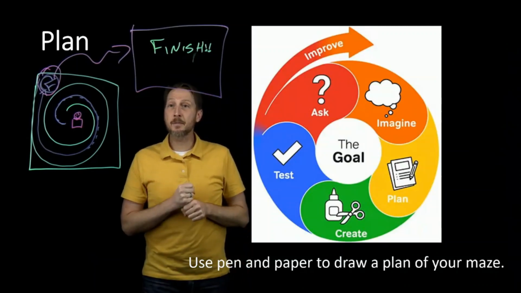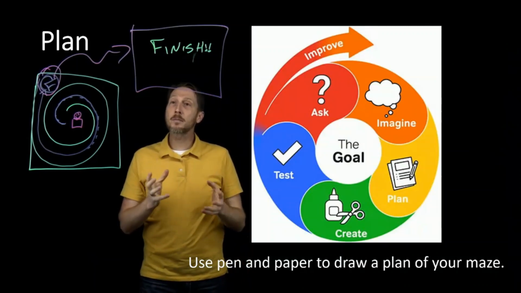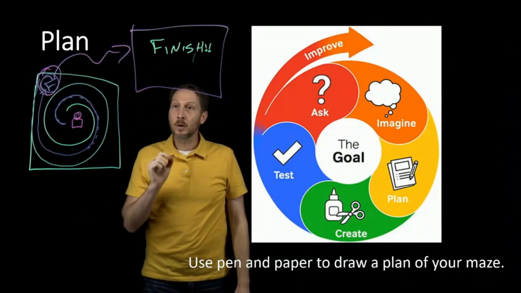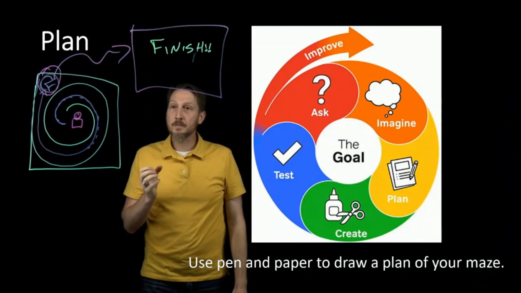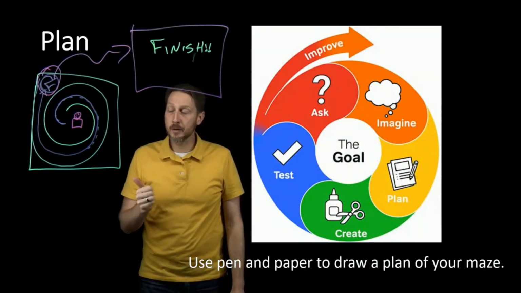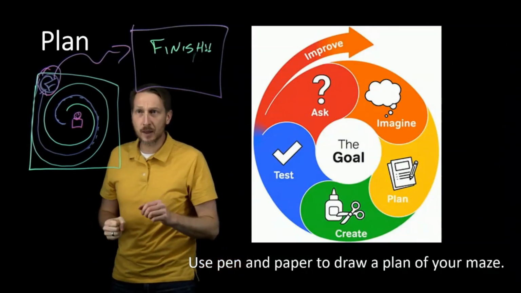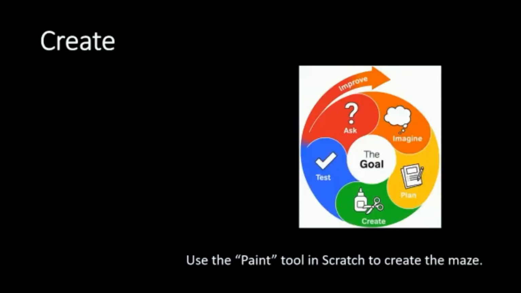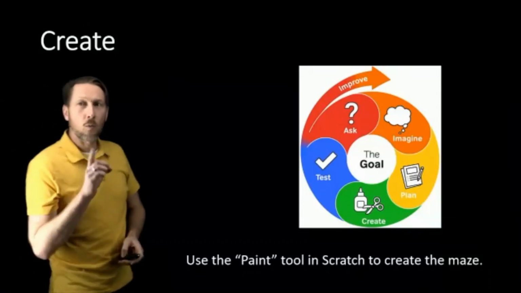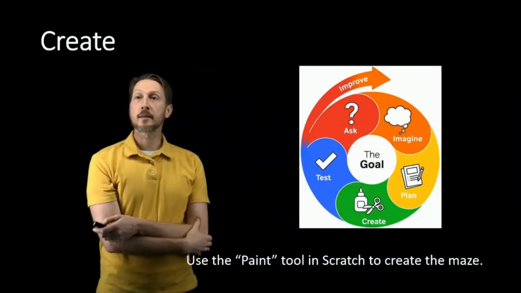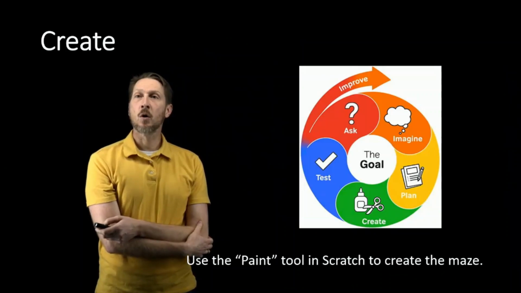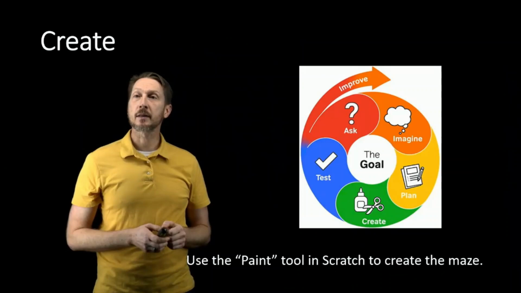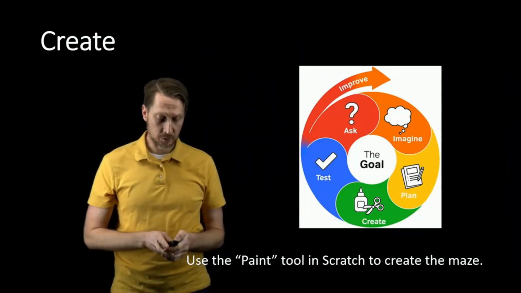Go ahead and take a piece of paper and a pen. Figure out what your plan is going to be. What's your maze going to look like? Once we figure this out, we're going to actually put this into Scratch and build it. So take a minute to do that real quick. Once you're done sketching out your idea using a pencil and paper, we're going to go on to the next step, create. We're going to actually build it in Scratch using the paint tool.